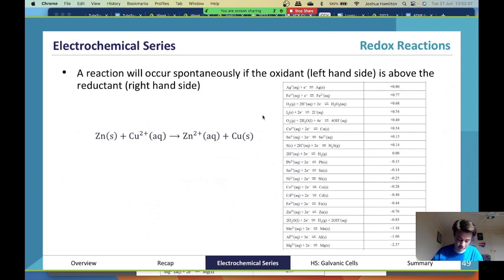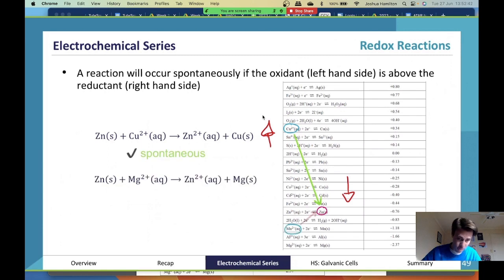So, as you can see here, I have an equation that says Zn solid plus Cu2+ goes to Zn2+ plus Cu solid. This is a redox equation. This redox equation is spontaneous because, what have I got? Top left, so I've got a strong oxidant. Bottom right, I've got a strong reductant. That's why we think of it like that. It's top left, bottom right. Strong oxidant, strong reductant.